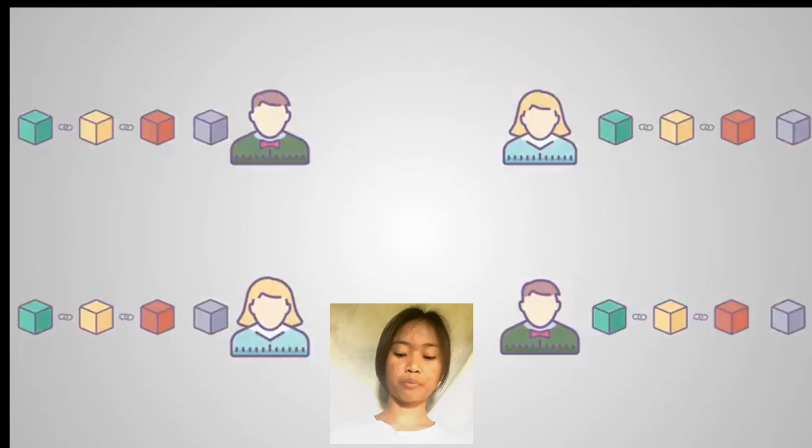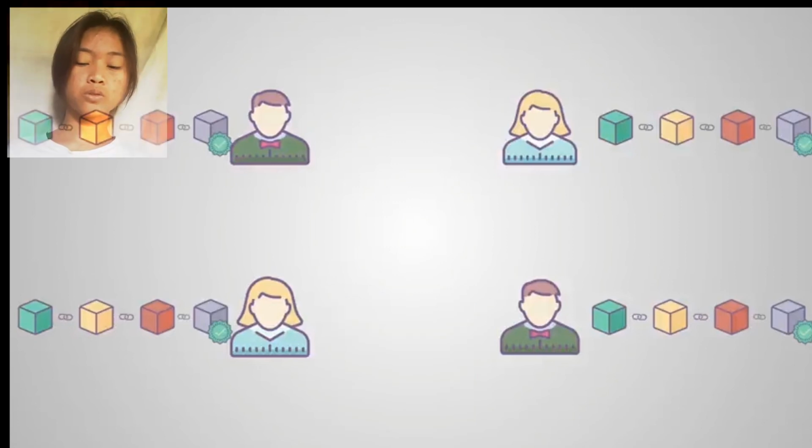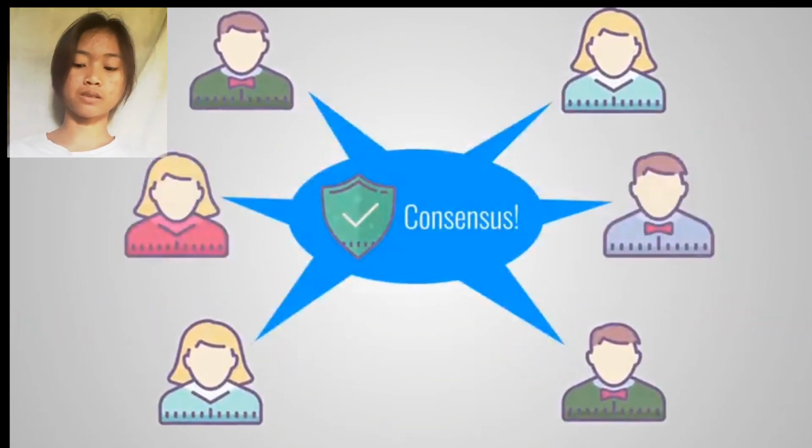Now let's see what happens when someone creates a new block. The new block is sent to everyone on the network. Each node then verifies the block to make sure that it hasn't been tampered with. And if everything checks out, each node adds this block to their own blockchain. All the nodes in this network create consensus. They agree about what blocks are valid and which aren't. Blocks that are tampered with will be rejected by other nodes in the network.